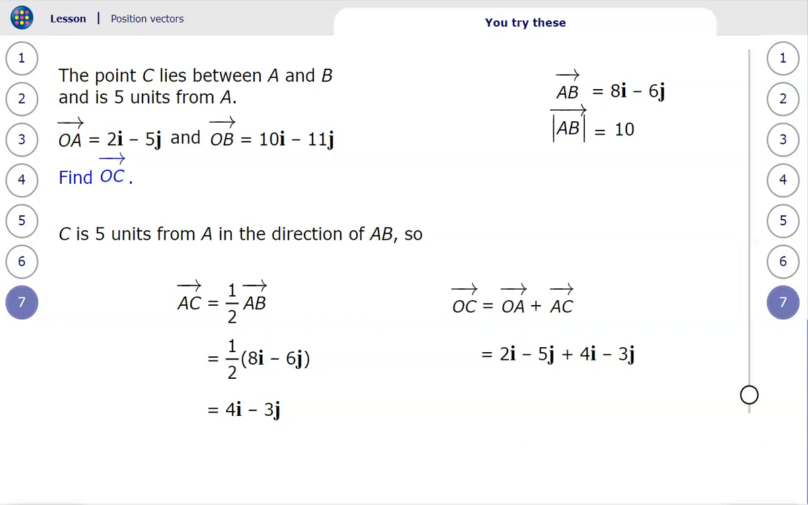the displacement vector AC. Once you've got the displacement vector AC, then you can work out the position vector OC by plugging in the vectors that we know, OA and AC, and simplifying it. Always useful with these sorts of examples to have a little diagram as you're working through it.